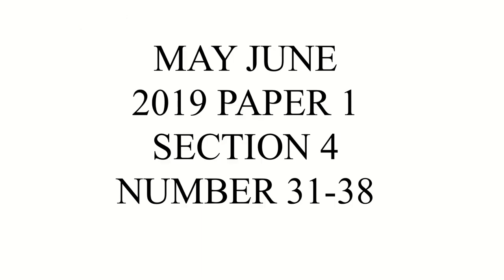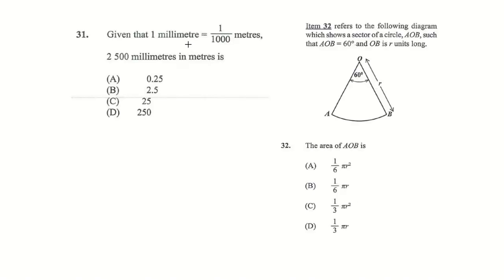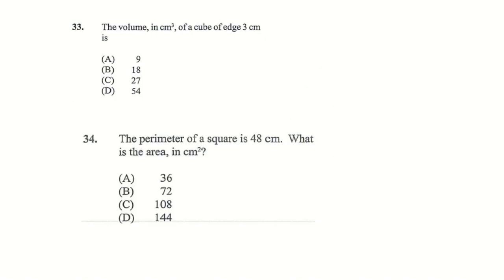Let's look at May, June 2019. Paper 1, section 4, numbers 31 to 38. Repeated question 2.5. This was a repeated question. It was a third pi r. Right. This one is a repeated question. 3 by 3 by 3 is 27.